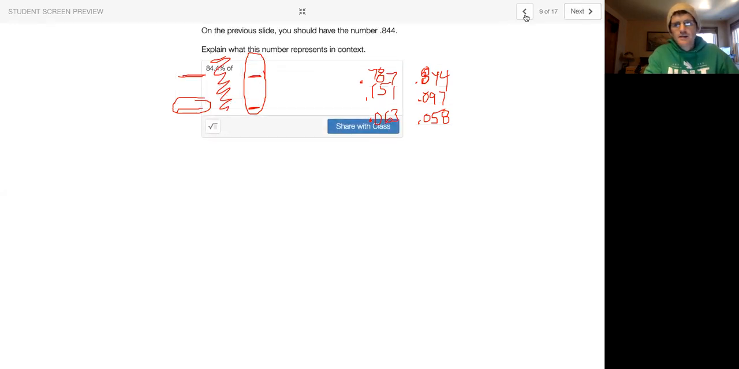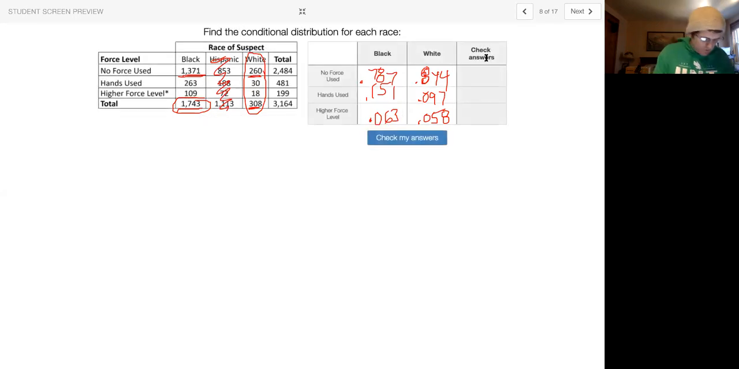So in context, now this is a good thing. I'm going to get rid of this, but they're asking about this 84%, right? So I'm going to go to the next slide and notice that this is the proportion of white suspects who had no force used. That's what they're asking here.